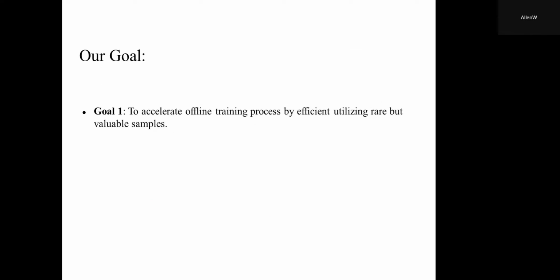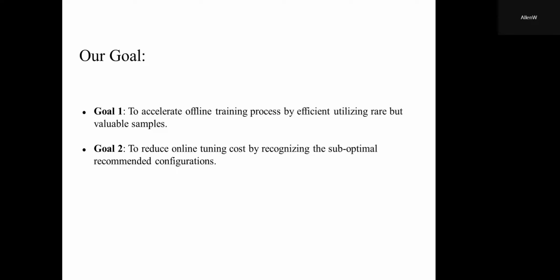We summarize our goals. First, to accelerate the offline training process by efficiently utilizing real but valuable samples. Second, to reduce online tuning cost by utilizing the optimal configurations. Third, to optimize the performance of different big data application scenarios.